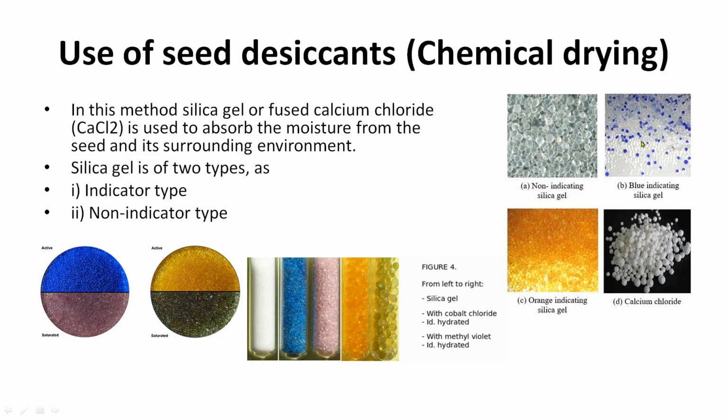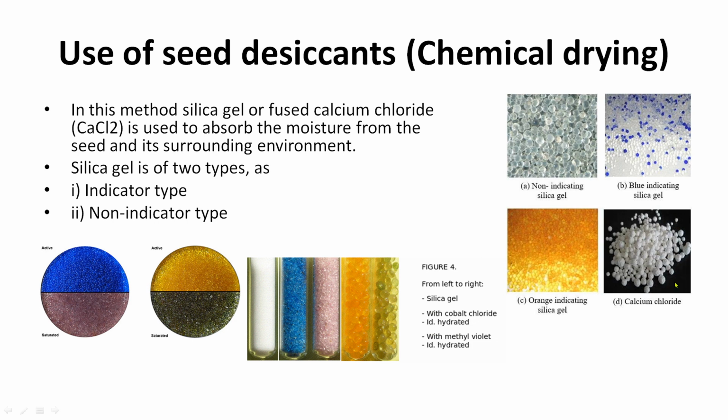So it comes with blue color, and when the moisture is absorbed into the blue silica gel, it will turn into pink color. This is an indication of the presence of moisture content in the seed load. The silica gel indicator is of two types, blue color and orange color. If the indicator is orange color, it will turn into a brownish or darker color.